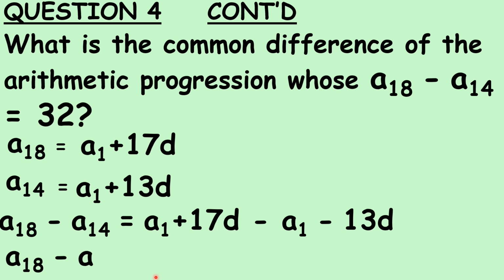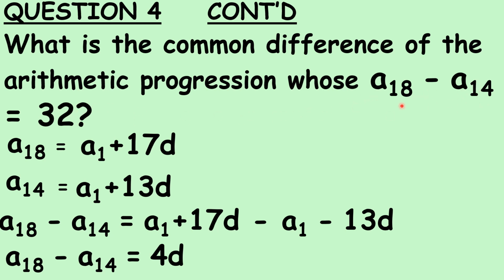So let's group it together clearly, just as we have done. By the time you have A1 subtracting A1, it cancels out, it becomes 0. Then 17D minus 13D becomes what? 4D. So what we have established is that A18 minus A14 is 4D. That is, the 18th term minus the 14th term is 4D. But we have also established in the question that A18 minus A14 is equal to 32.